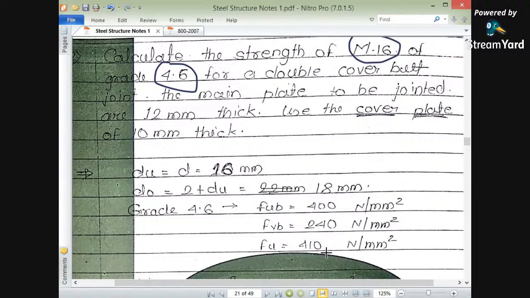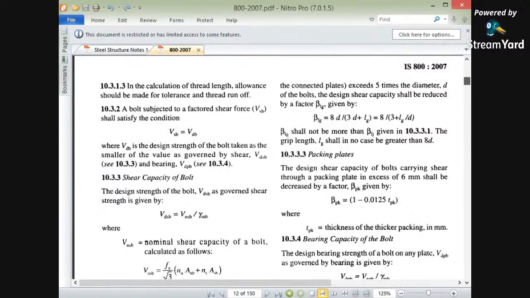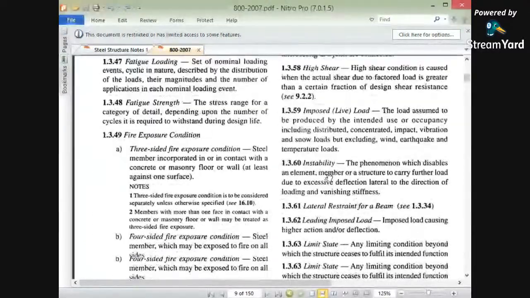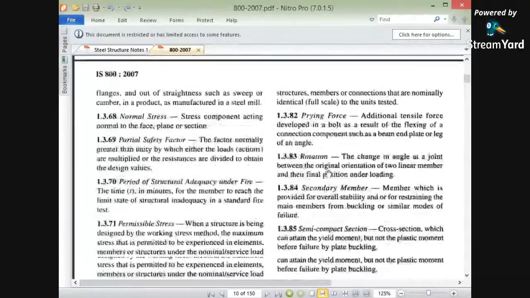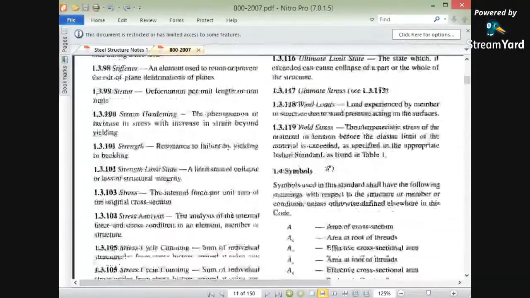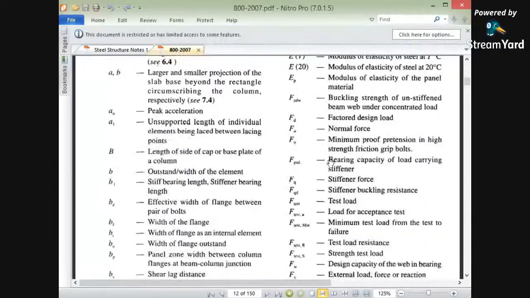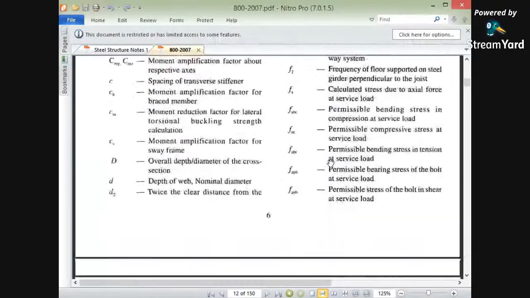Again, these values are given in IS 800 2007, so they have been taken from the IS. I'm showing the yield stress and where it has been taken from. It has been taken from this IS, the yield stress and the maximum stress.